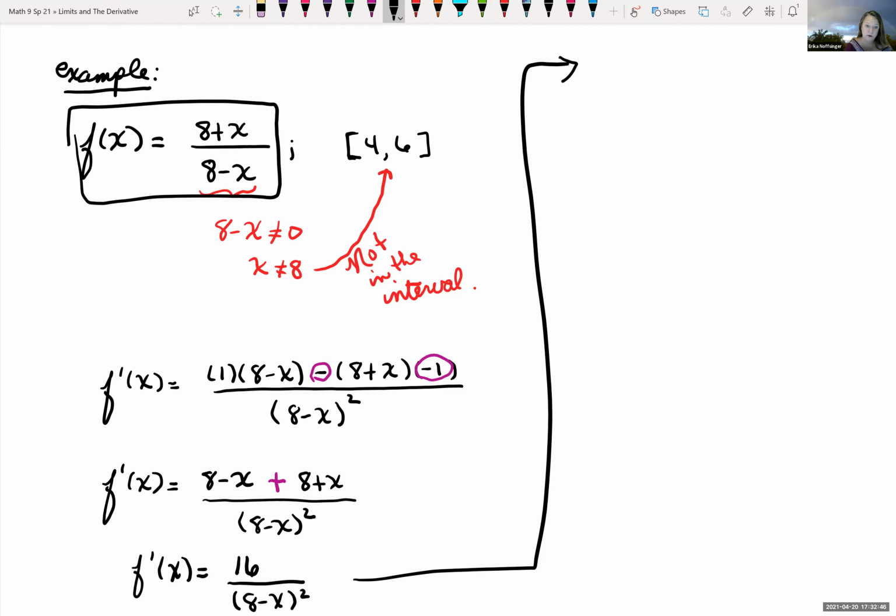So I need to find when my derivative is equal to 0 and where it's undefined, but defined in my original, or in my interval too. So this is 16 all over 8 minus x quantity squared equals 0. So we kind of talked about, and I'll keep saying it every time we have a rational function and we're trying to solve for 0, we're really only worried about our numerator equal to 0 because we can clear our fraction by multiplying both sides by our denominator.